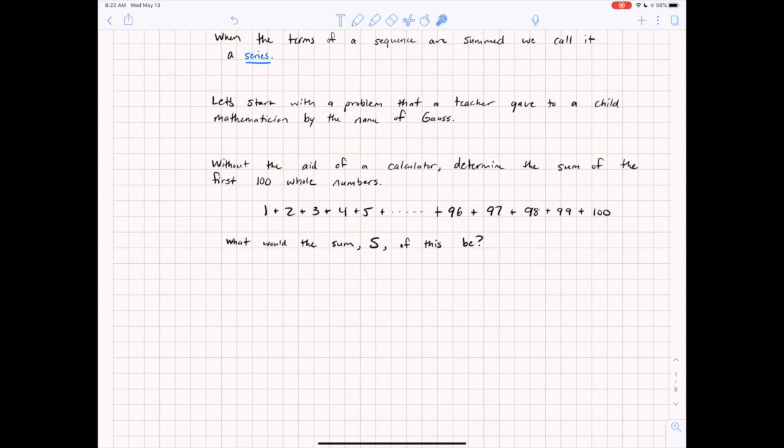So he solved this problem in probably less than 5 minutes. And so that's kind of our task right now. The task that I want to give to you is: how did he do it? What technique, what would the sum S of this be without having to go through and add up every single individual number?